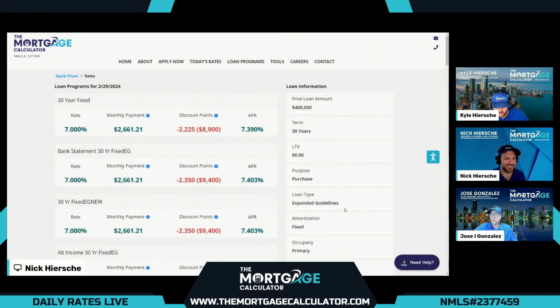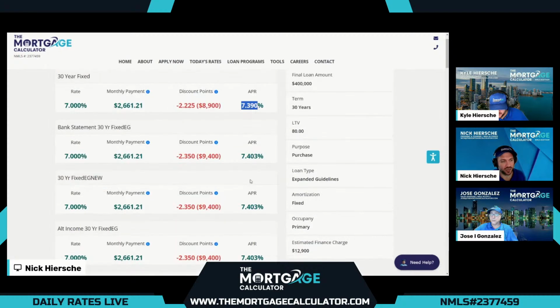Oh, it went down just a touch. So as I say every day, non-QM doesn't move hourly or even daily, sometimes not even weekly. But we did have some movement from the other show. So 7% rate, 2.225 discount points of cost, puts the final APR at 7.39. Yesterday, all the options were at 7.4 something. So one of the options went down a touch. Hopefully, all the options do start going down here soon.